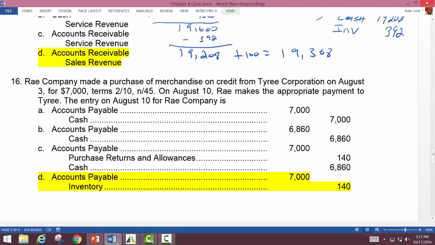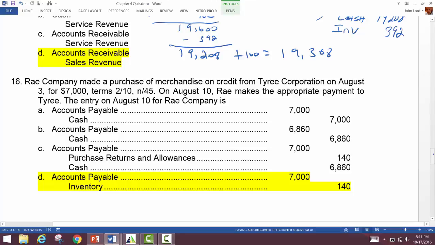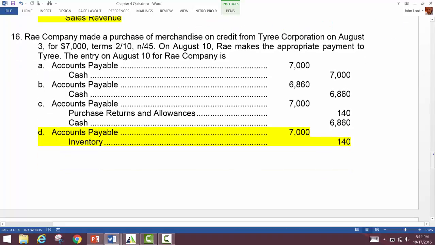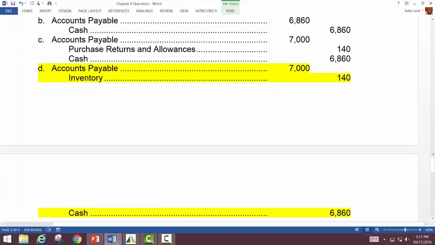We paid within the discount period, and so we take this net of the discount. We debit the accounts payable for the full amount, credit the inventory for 140, and credit the cash for the net of the discount amount, right?